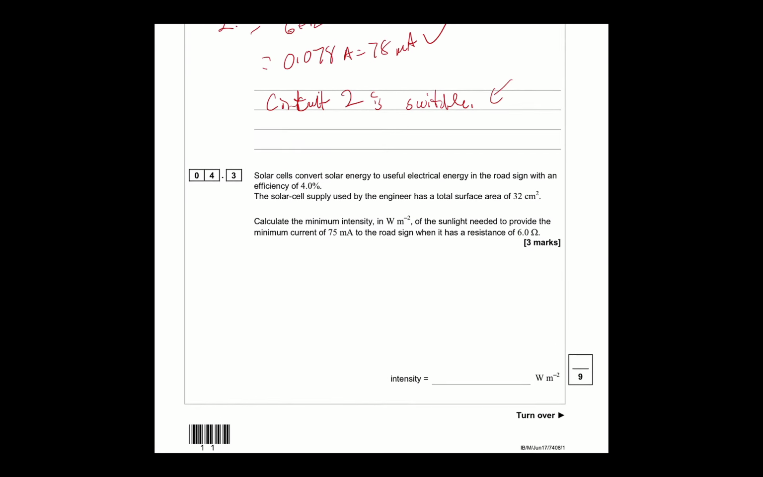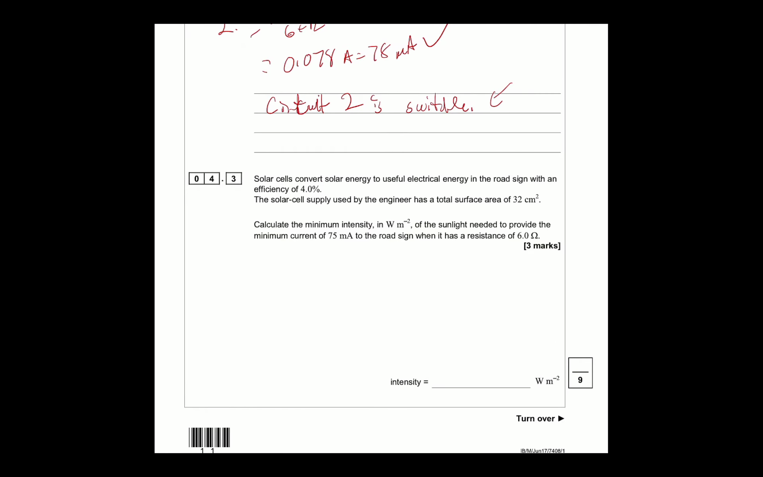So, last part of it. Solar cells convert solar energy to useful electrical energy in the road sign with an efficiency of 4%. The solar cell supplied by the engineer has a total surface area of 32 square centimeters. Calculate the minimum intensity in watts per meter squared of the sunlight needed to provide the minimum current of 75 milliamps when the resistance is 6 ohms.